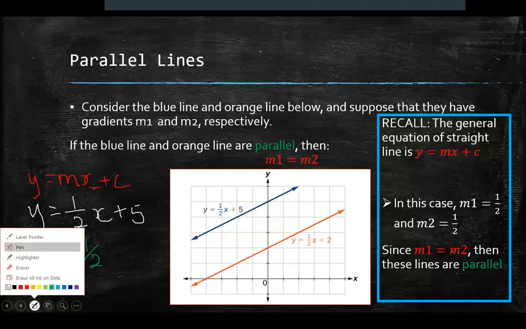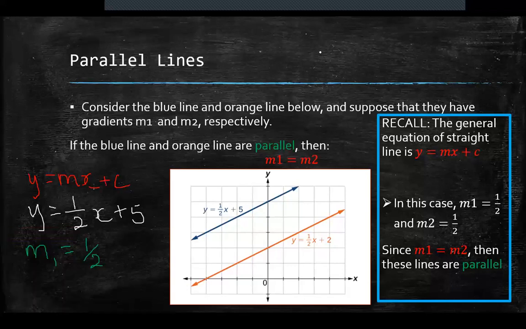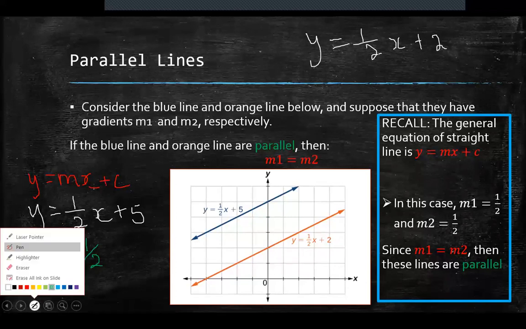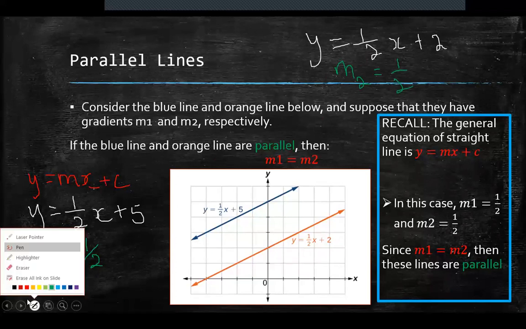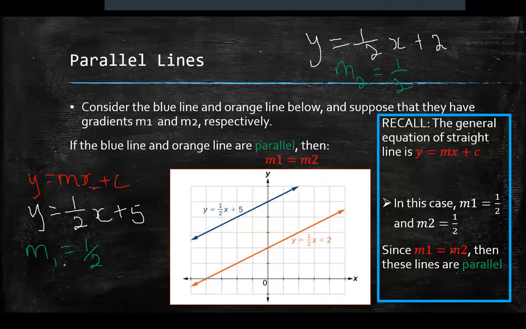Good job. Now looking up here, the equation of the orange line is y is equal to half x plus 2. So looking at this equation, can you tell me what the gradient is? This is m2, a half. And m1 is equal to m2, right? Yes. Therefore, these two lines are parallel. They are parallel because their gradients are equal. And that's it.